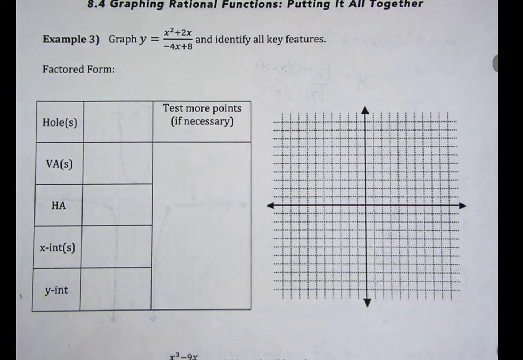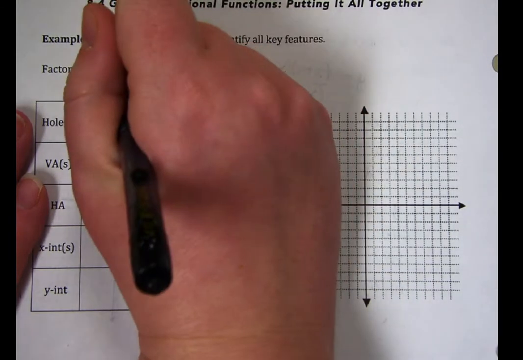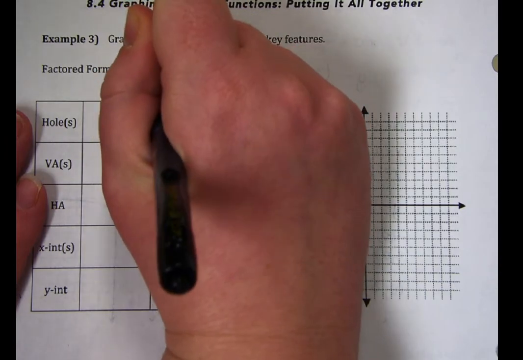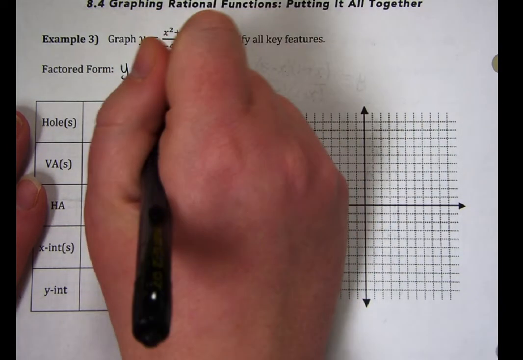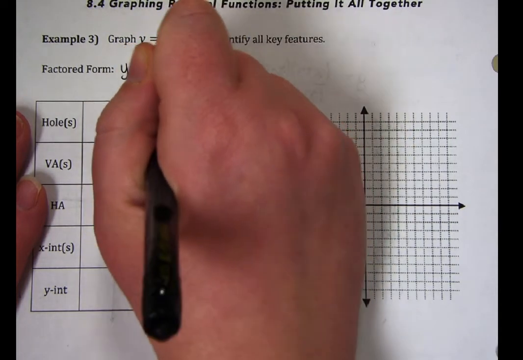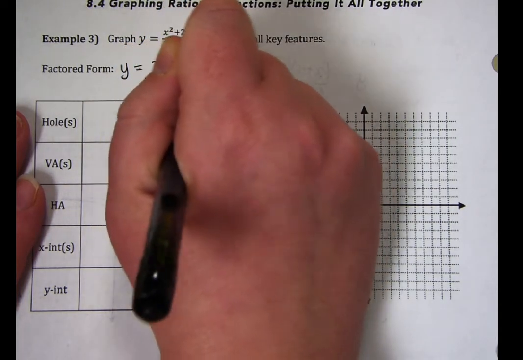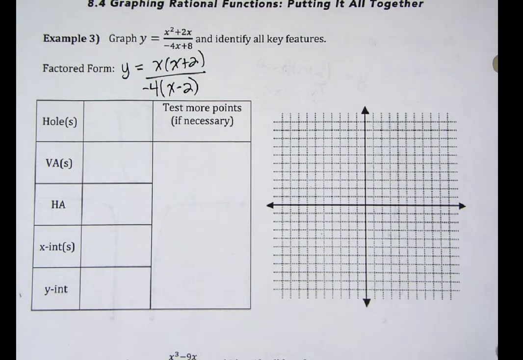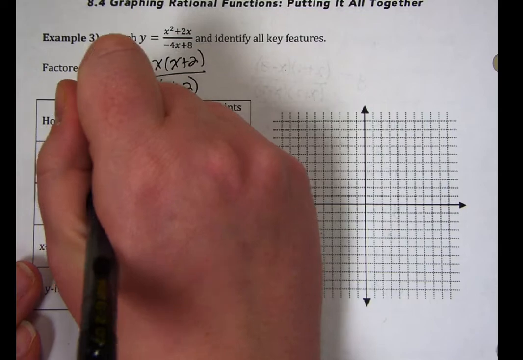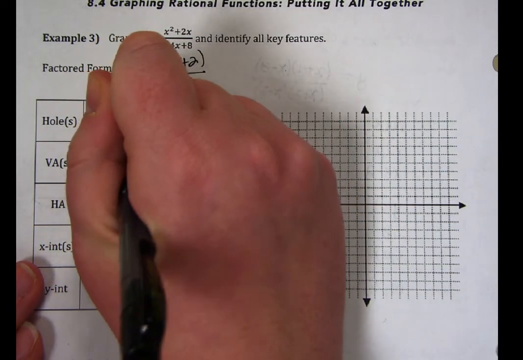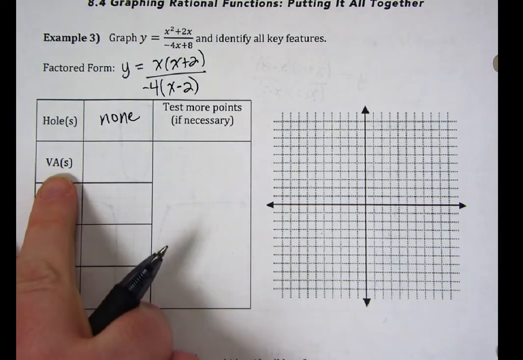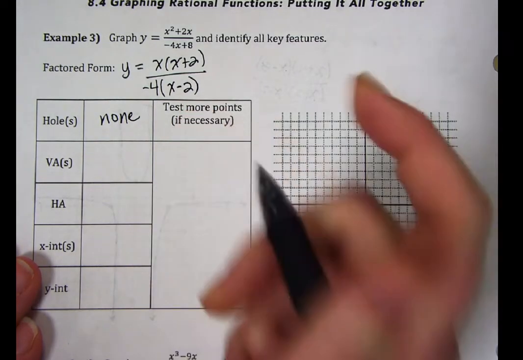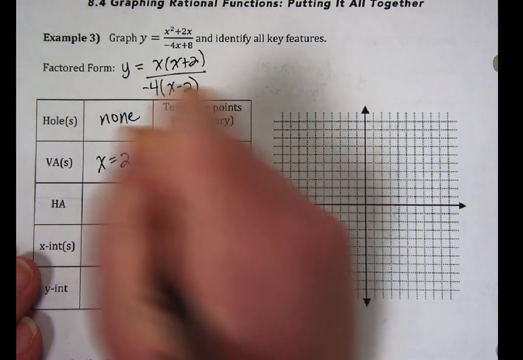Okay, on to example 3. The factored form of our function is x and x plus 2. And then the denominator, there's a GCF of -4. So when we factor that out, we get x minus 2. You should find that there's no holes, and that's because there are no common factors in the numerator and denominator. Vertical asymptotes, we look to the denominator, so x equals 2.